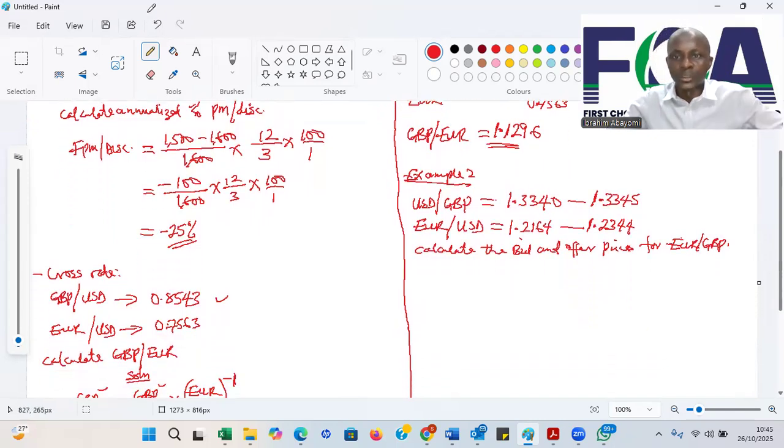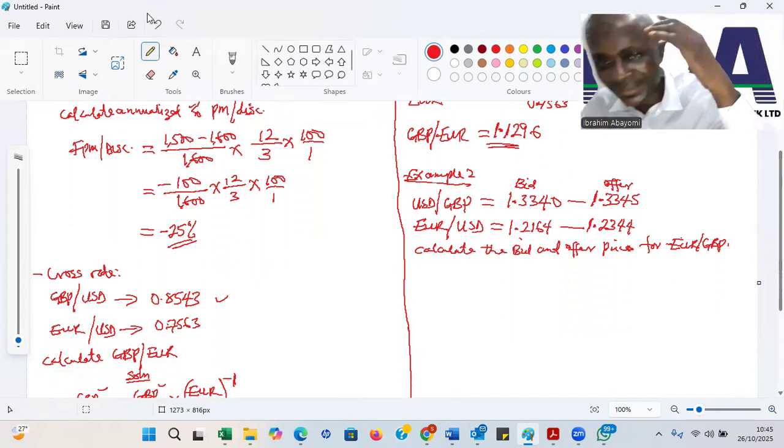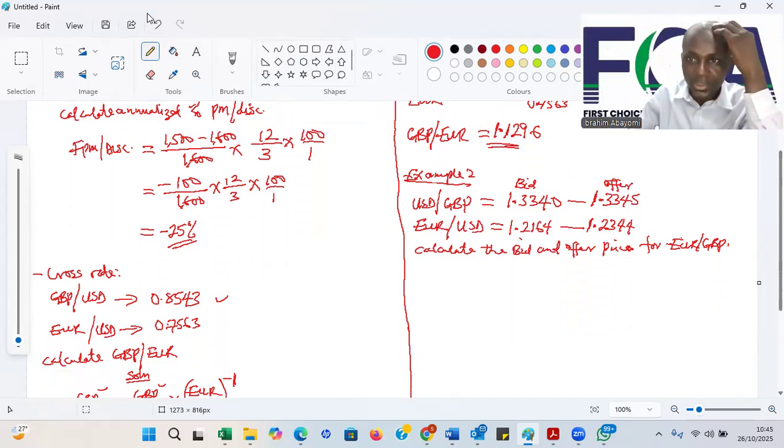Don't forget in our quotation, this is the bid. This is the offer. This is the bid, and the other one is the offer. The offer price should be more than the bid price, right? Yes, should be more than the bid price. Now, let's see this.